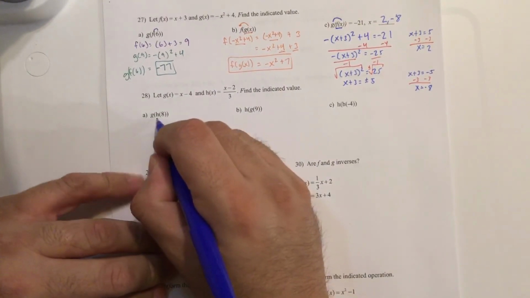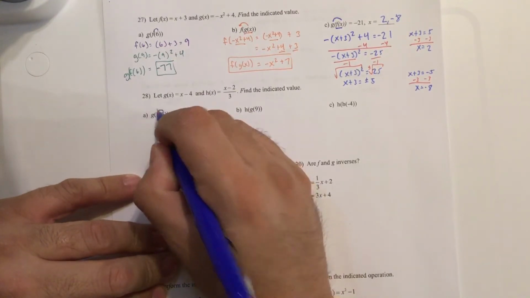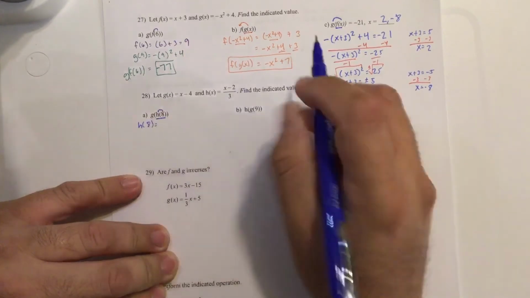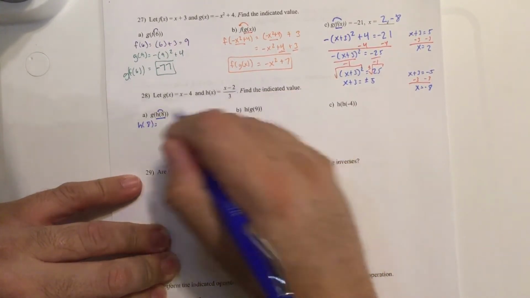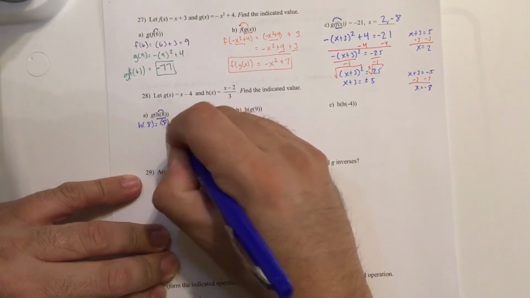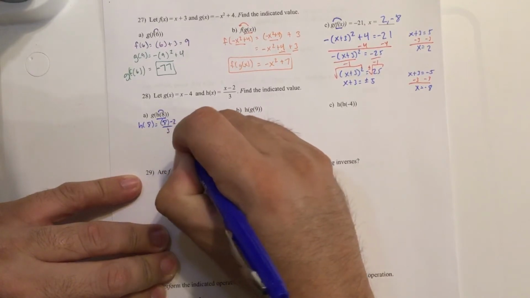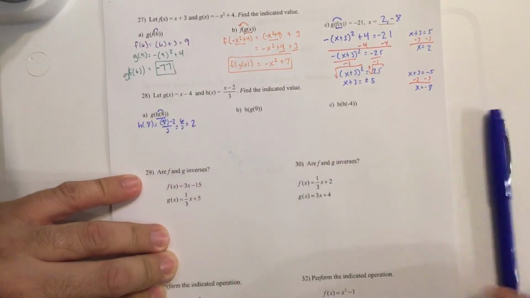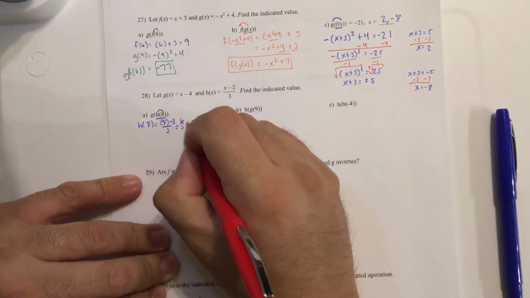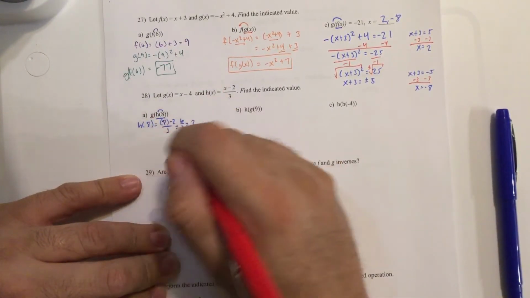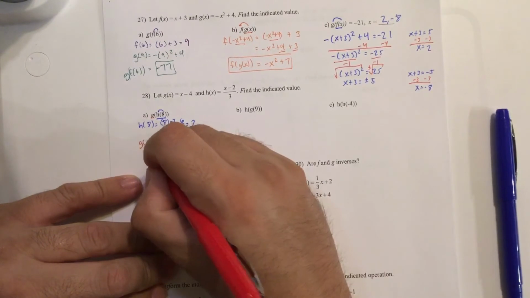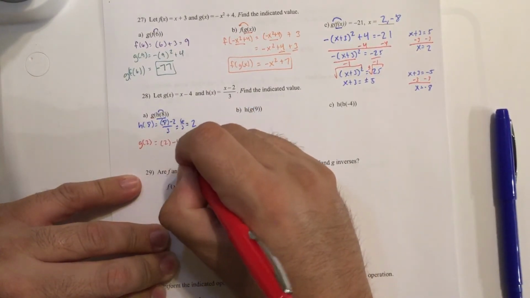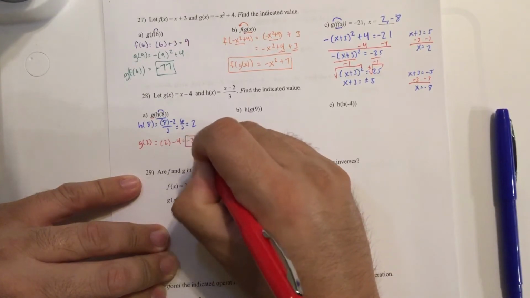So we're going to start with this h of 8 right here because we have the 8 and we're going to plug it into the h function. So h is x minus 2 over 3, so x, which is 8, minus 2 over 3. So 8 minus 2 is 6, divided by 3 is 2. So now we're going to take 2 and plug it into the g function. So we're going to do g of 2. So g is x, which is 2, minus 4, which is going to be negative 2 is our answer.